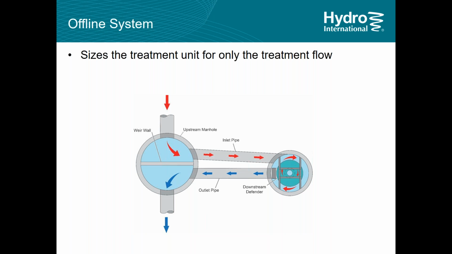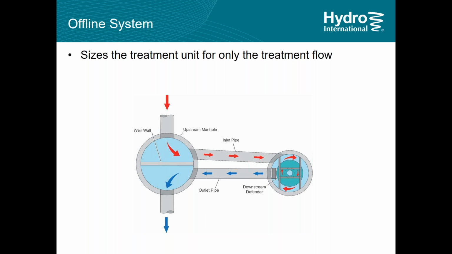The other way we can do things is we can go offline. That's where we place the system off to the side of the main stormwater line, and we just divert the treatment flow to it. Now this is a good way of sizing the separator purely to the treatment flow. So we're not trying to size it to treat a peak flow, and we also protect it from the peak flow by having an external bypass.